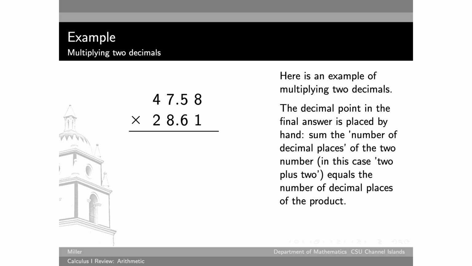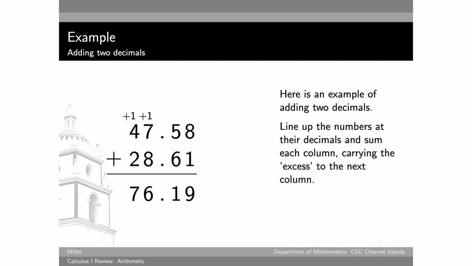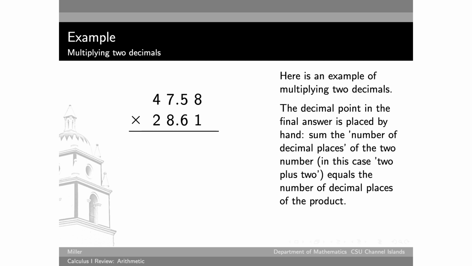Now what we're going to do is that for each numeral, for each place in the second number, we're going to multiply that numeral by the number in the first row. So starting with the leftmost number, in this case 1, we're going to look at 1 times 47.58. So that's the product. Easy peasy.